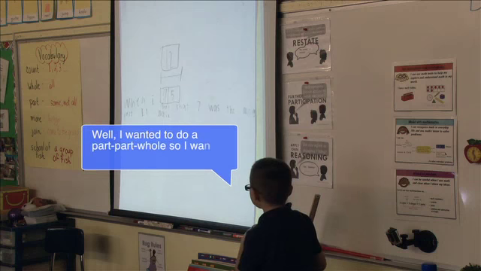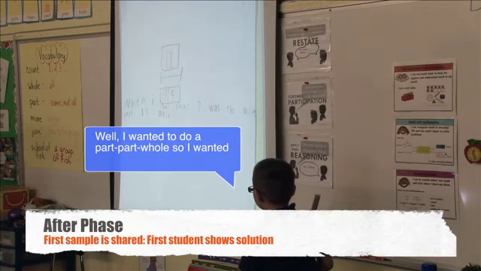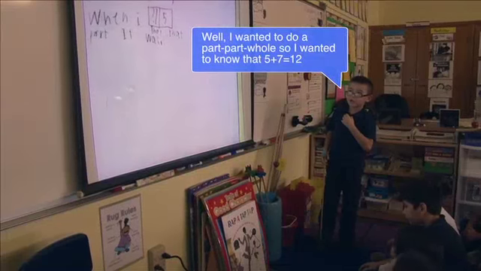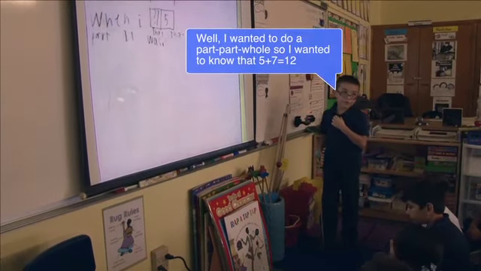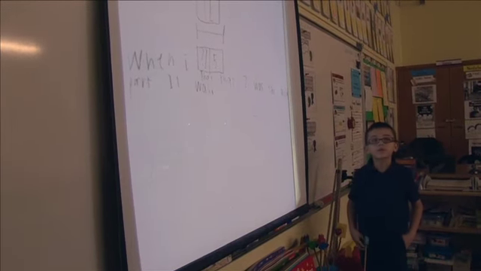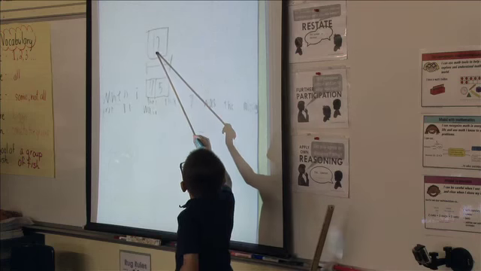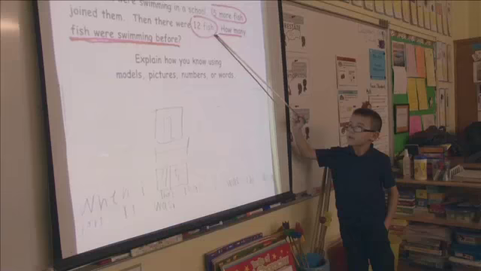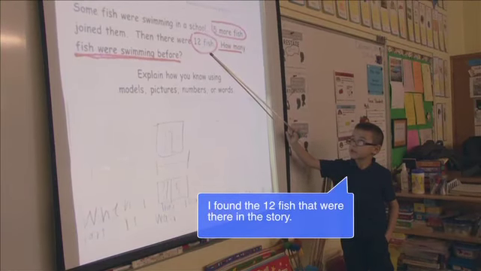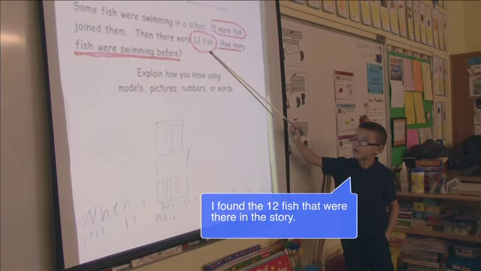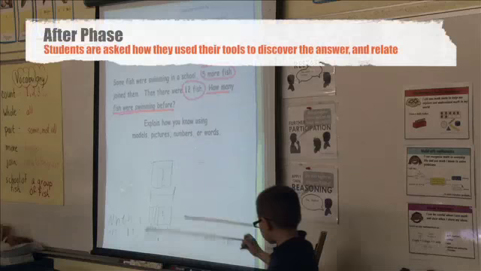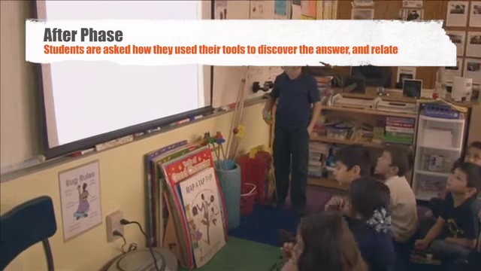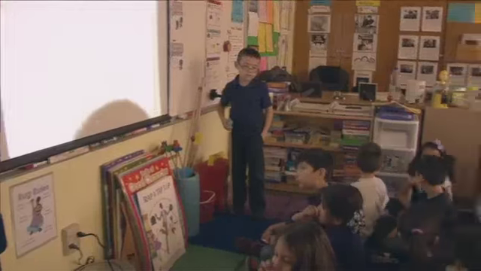Well, I wanted to do a part whole, so I wanted to know that 5 plus 7 equals 12. What did you start with when you did the part whole? The whole is right here. And what does that mean, the whole in this problem? I found the 12 fish that were there in the storm. I allow students to discuss Gael's representation of the problem. Turn to your partner and think, what did he do?